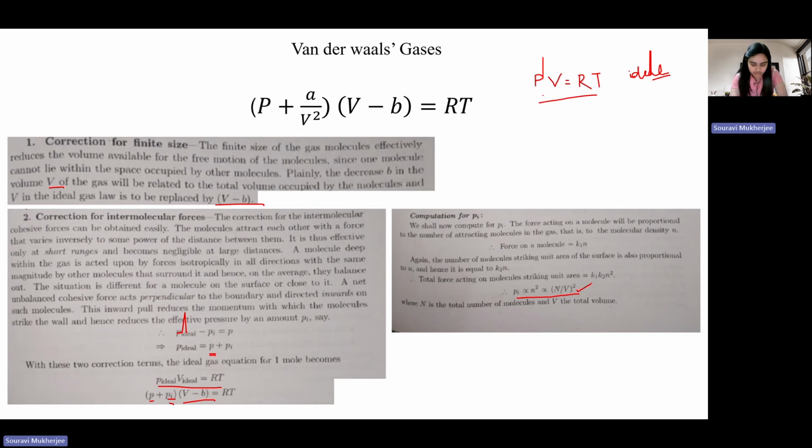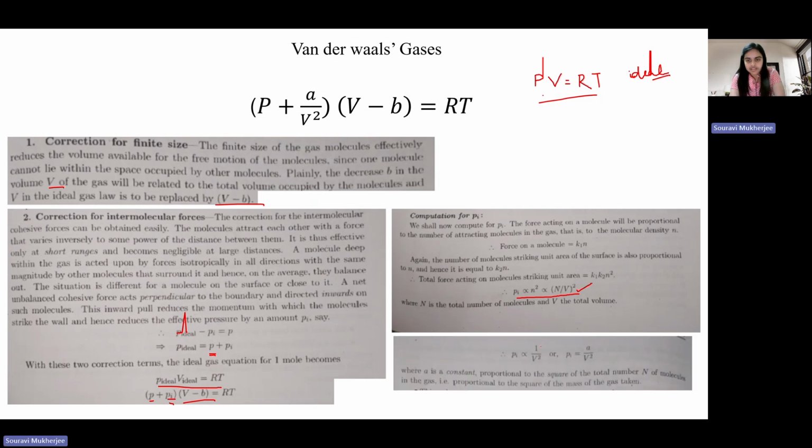Now you can consider that Pi is proportional to 1 by V square, and you can write it as A by V square, where A is some constant. So now the point is, you have got back this expression, right? This is your van der Waals equation.